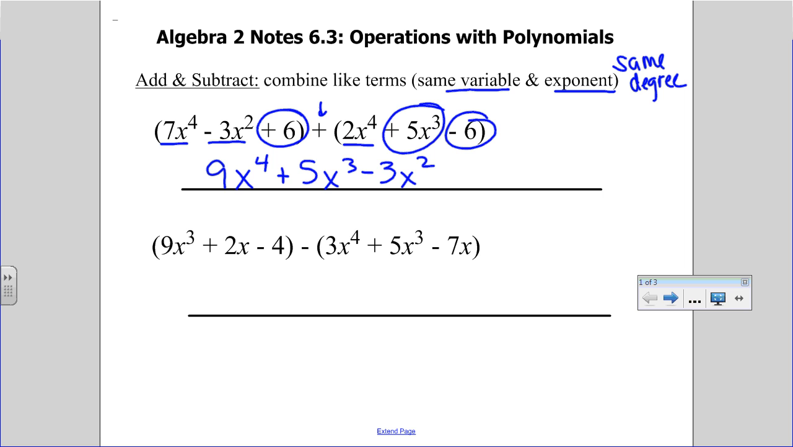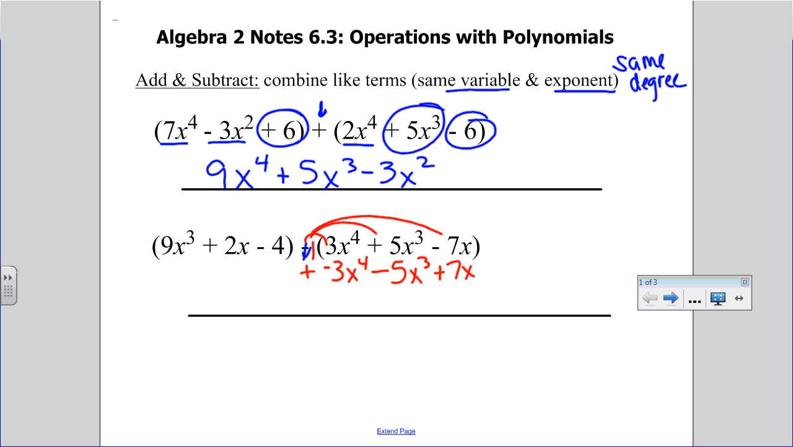When we take a look at subtraction, ladies and gentlemen, I want you to think of this as though you're distributing a negative 1 first. You're adding the opposite. So you're going to change all of the signs in here. So really you're adding negative 3x to the 4th, you're subtracting 5x to the 3rd, and you're adding 7x. You're doing the opposite. And so now that I've done that, and I've changed this to an addition problem, these are now the same exact problem. So I can just combine like terms.